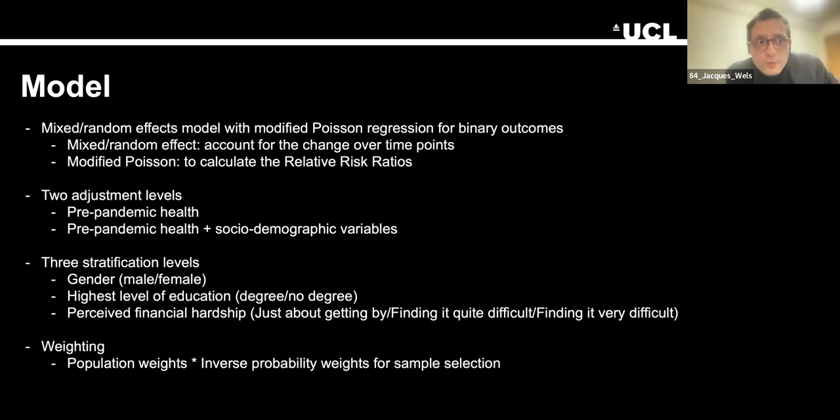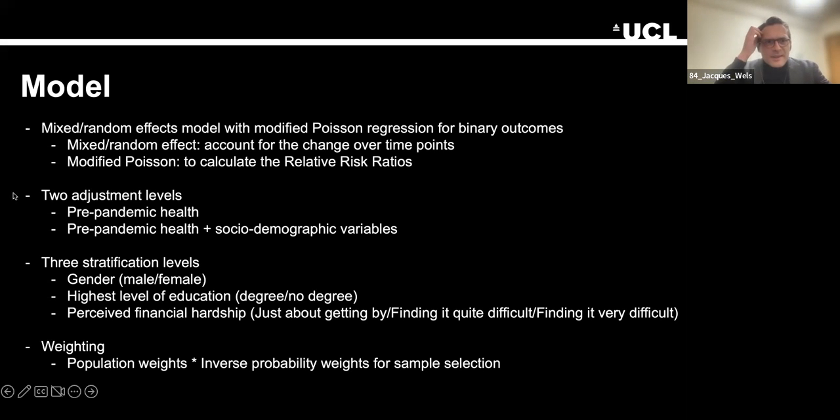The model where we use a random effect, mixed effect, this is the same in longitudinal data set over the 3 time points that I mentioned, but controlling for pre-pandemic health with a modified Poisson regression for binary outcome. Mixed random effect accounts for the change over time point, and the modified Poisson regression calculates the relative risk ratio, which, as you know, are better than the usual odds ratios.